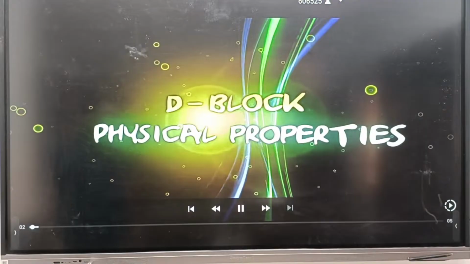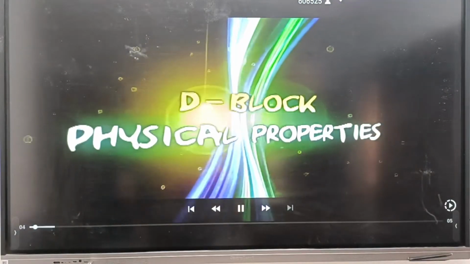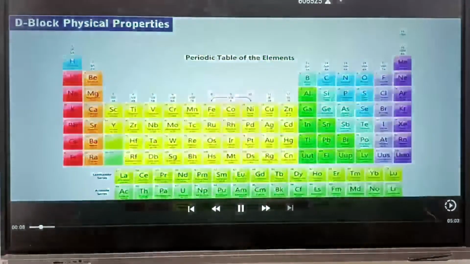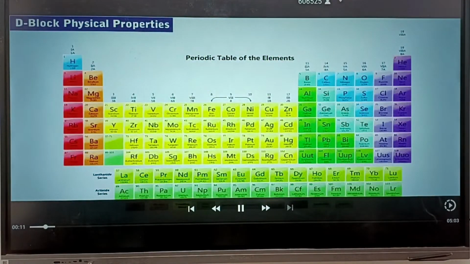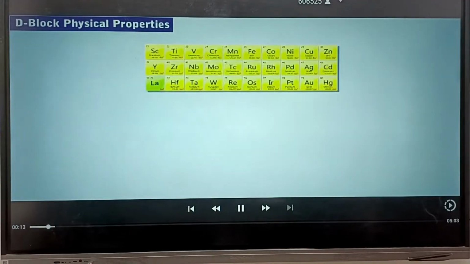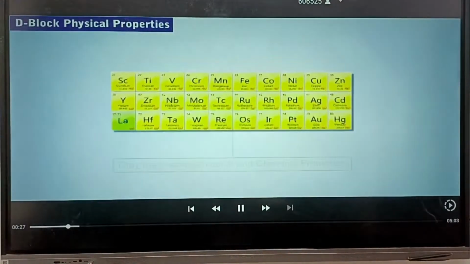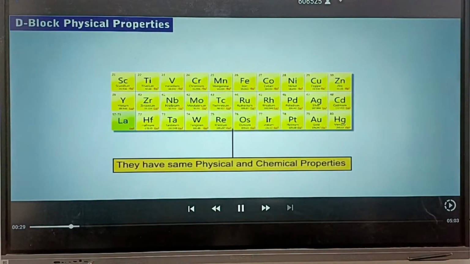In this module, we will be studying about the physical properties of D block elements. The electronic configurations of the D block elements differ only in the number of electrons in the d orbitals of the penultimate shell, while the number of electrons in the valence shell remain the same. Thus, they have many physical and chemical properties in common.